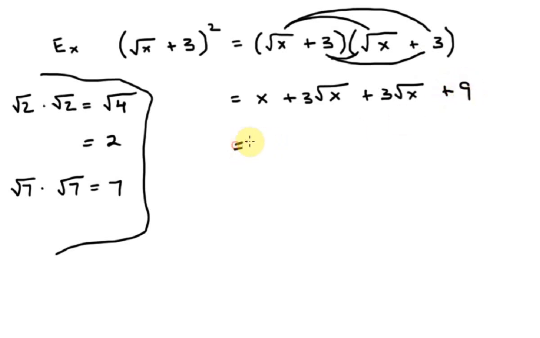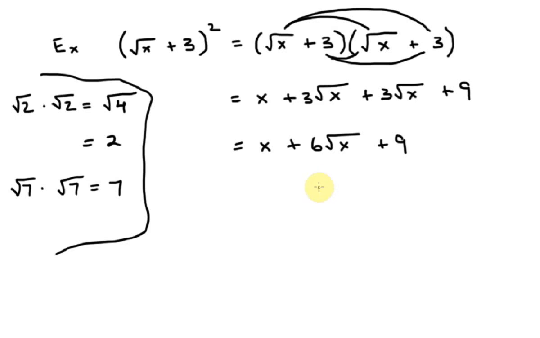And so what have I got here as far as like terms? Well, not too much. I've got x. These are like radicals, so at least those two combine, and I could say I have 6 of these root x's, and then plus 9. Okay, and that's as far as we can take this. It doesn't get any easier as far as simplifying or combining like terms. So that's the end of the road on that one.